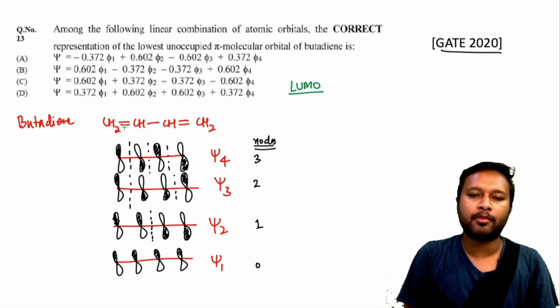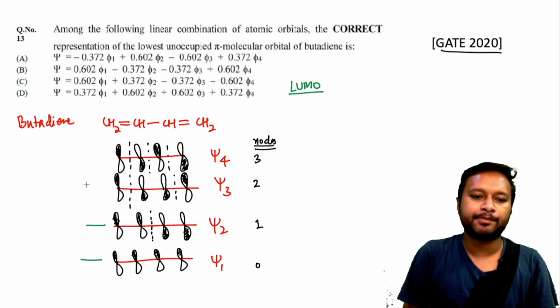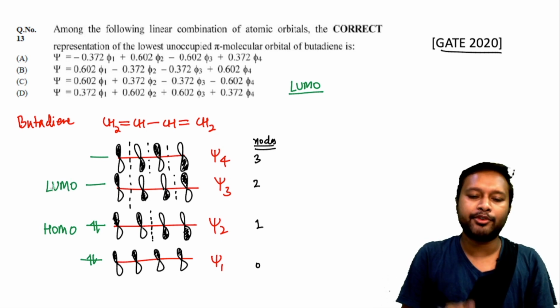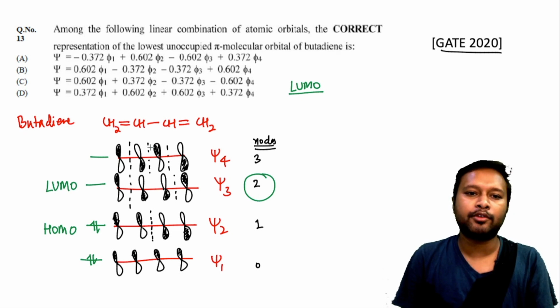So how many pi electrons are there? 2 and 2, that means 4 pi electrons. So if I fill those pi electrons in these energy levels, they will be filled according to Hund's rule like this, making psi2 your HOMO because it is the highest occupied molecular orbital, and psi3 your LUMO. Now psi3 will be your LUMO, and how many nodes does it have? It has 2 nodes. Now you have to look at the options where you have 2 nodes present.